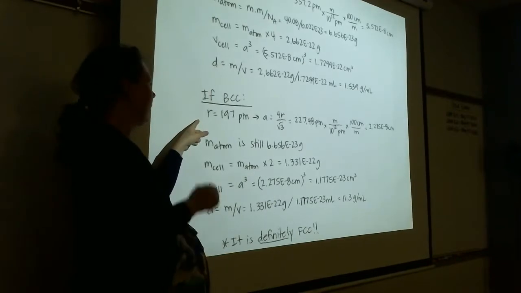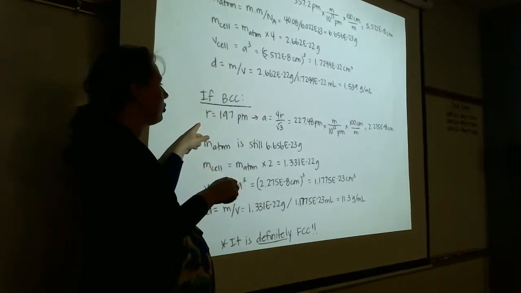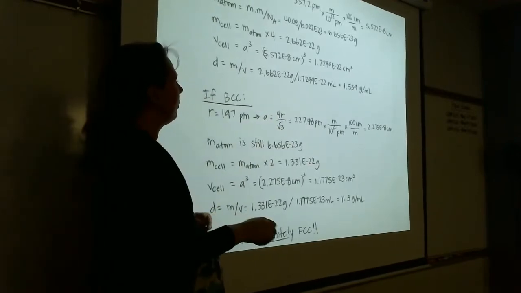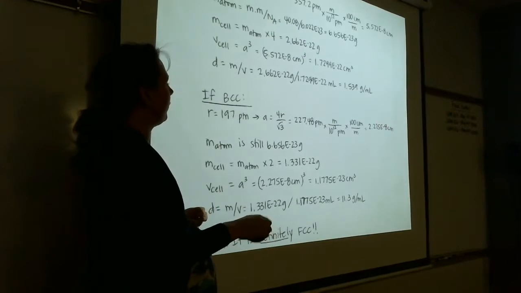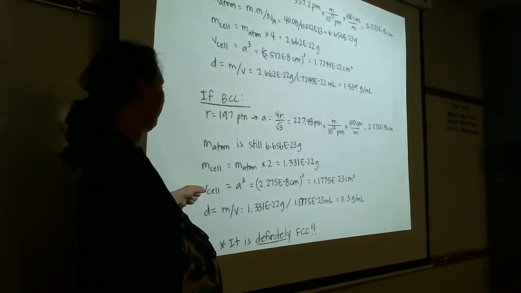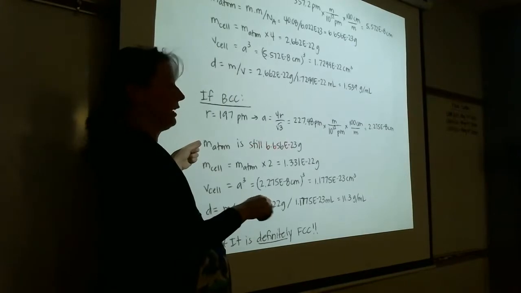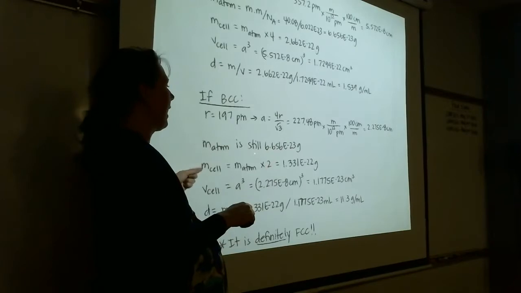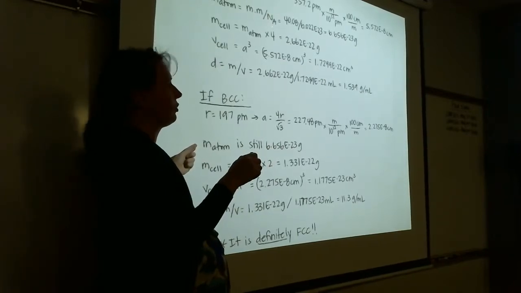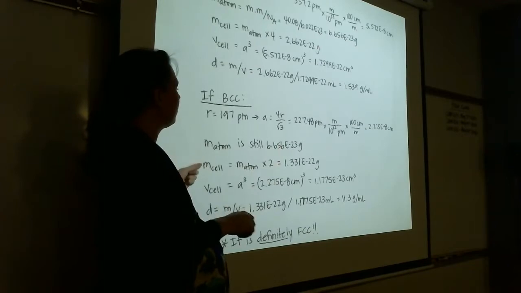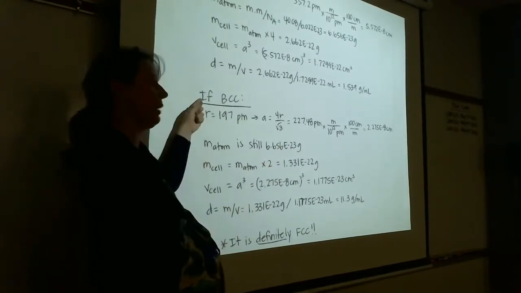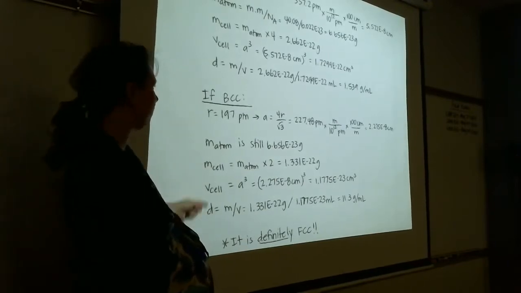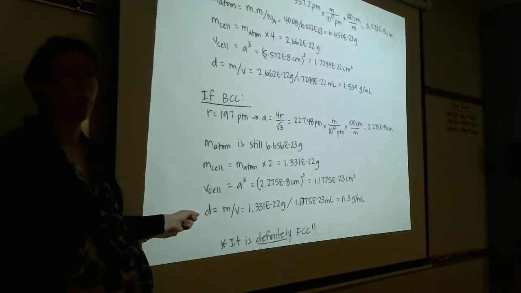If it's body-centered cubic, to turn radius into edge length, that involves a different calculation, right? But you still would get an answer in centimeters, which you would then cube to get volume of the cell. Mass of the atom hasn't changed, because mass of the atom is still molar mass over Avogadro's number. But what's different is I'm multiplying by 2, because if it's body-centered cubic, I multiply by 2. And the density you come up with, if it's body-centered cubic, is 11.3.